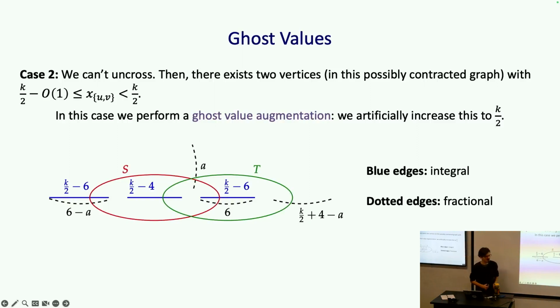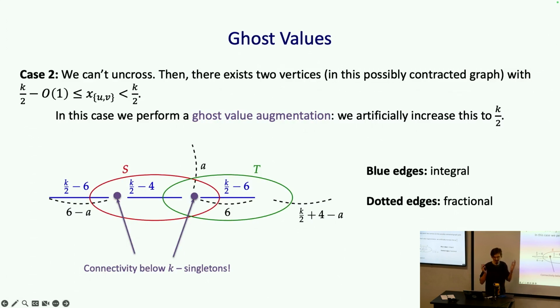Okay, in the second case, we do our ghost values. So let's return to our picture that we said before was bad. I told you that we must have dropped S minus T, and actually we also dropped S intersect T, because they had many integral edges. And that turned out to be the reason that we couldn't uncross here. But since I dropped them, they must be vertices, because whenever I drop something, I contract it. Now this actually has the criteria we want. These two vertices share k over 2 minus order 1. And so we can apply a ghost value augmentation.